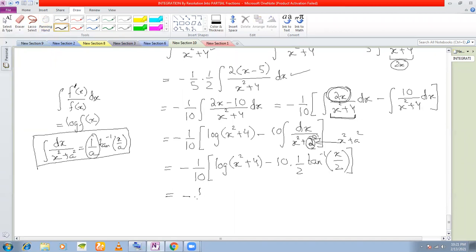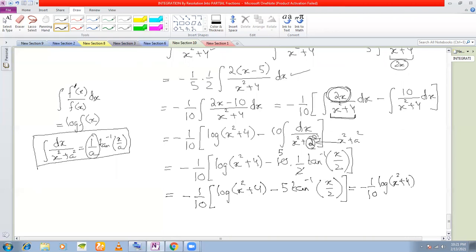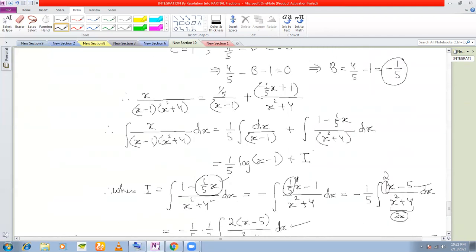So now this becomes minus 1 by 10 times log of x square plus 4, and now you can cancel this, minus 5 tan inverse x by 2. I'm not giving a constant of integration because later on, when I put this, I'll give a constant of integration. So this becomes minus 1 by 10 times log of x square plus 4, and if you multiply this, minus minus combines to give you a plus half tan inverse x by 2. This is I.